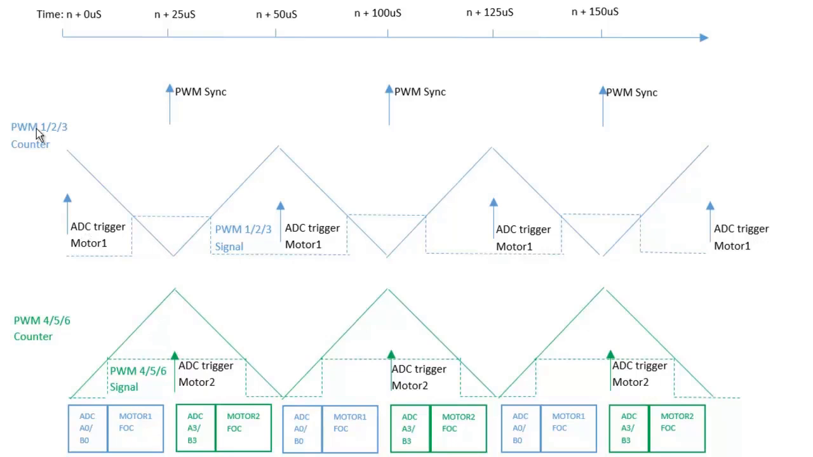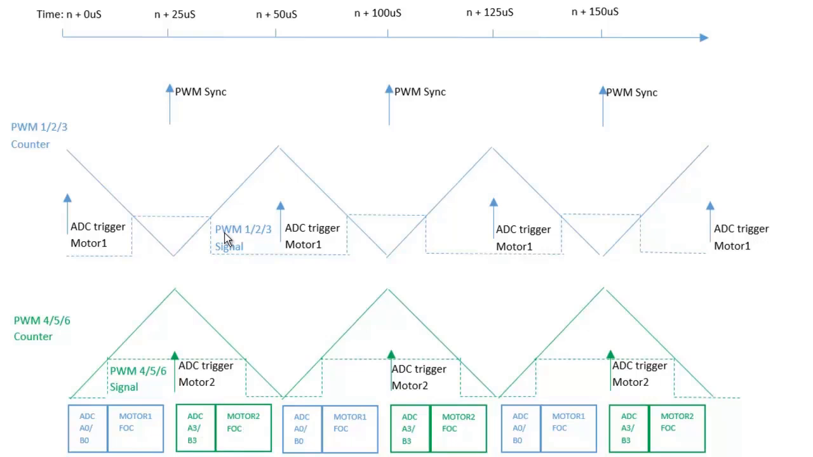The ADC trigger of PWM 1, 2, 3 will trigger ADC A0, B0. At the end of the ADC conversion, an interrupt is generated, and that will trigger the field-oriented control algorithm for motor 1. When PWM 4, 5, 6 reaches the period, ADC trigger number 2 is happening, and this will trigger ADC A3 and B3. At the end of the conversion, an interrupt is generated, and that will trigger the field-oriented control algorithm for motor number 2.